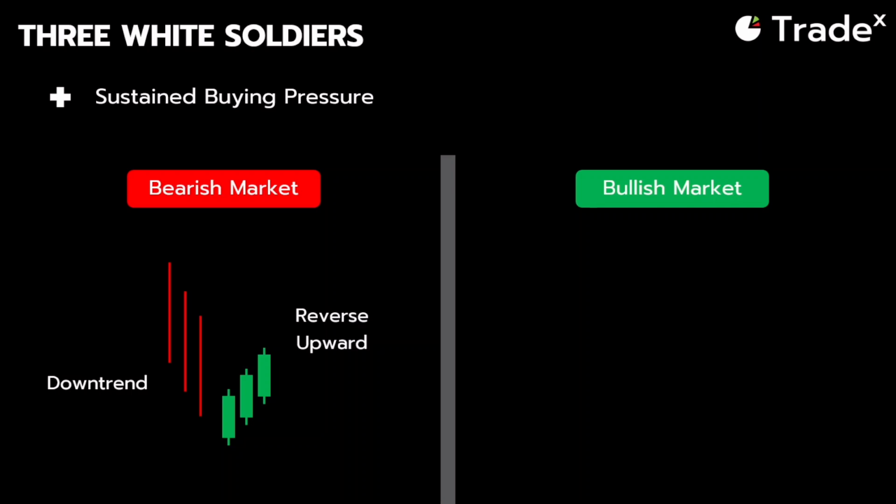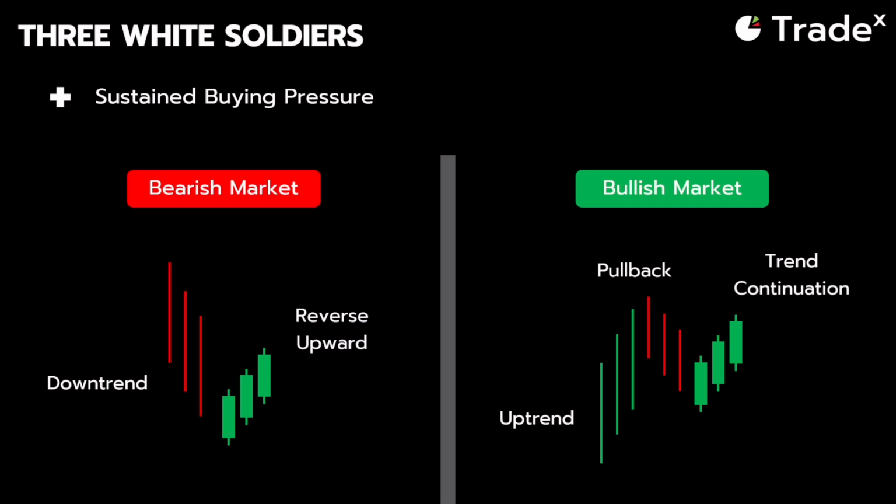In an uptrend, if the price experiences a minor pullback, but then forms the 3 white soldiers pattern, it indicates a strong likelihood that the price will continue moving higher. This pattern confirms sustained buying pressure and suggests that the previous upward momentum will persist despite the brief retracement.